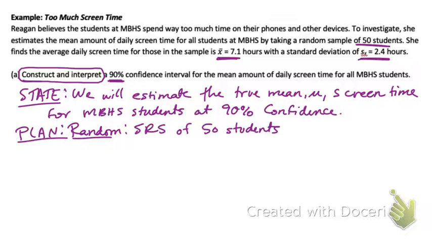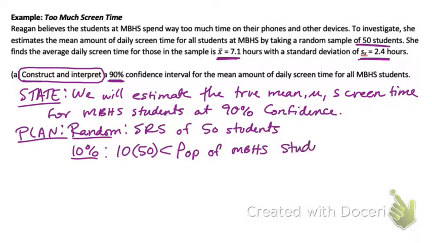What's next? Yep, 10% condition. We need to make sure that 10 times the sample size, which was 50, is less than the population of MBHS students. Do you guys think that there is more than 500 MBHS students? Yeah, I would say so. So we're good there.